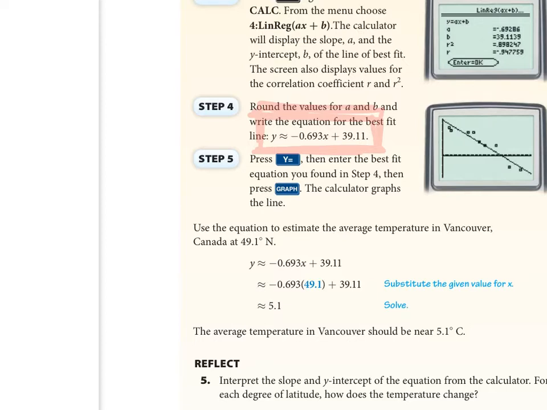And remember, this is now the equation that I can use to predict temperatures for any city that's inside that latitude that we've got. So we can use that to estimate, for instance, the temperature in Vancouver. Vancouver has this for its latitude. So if I substitute that value, 49.1, into the equation, a little bit of multiplying and adding, it tells me the average temperature in Vancouver should be 5.1 degrees. Great.